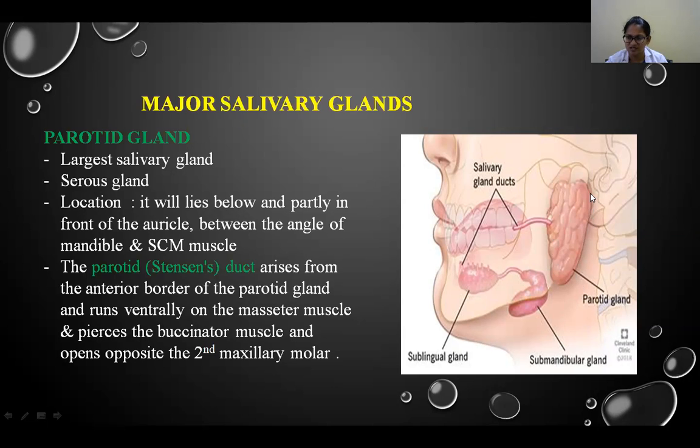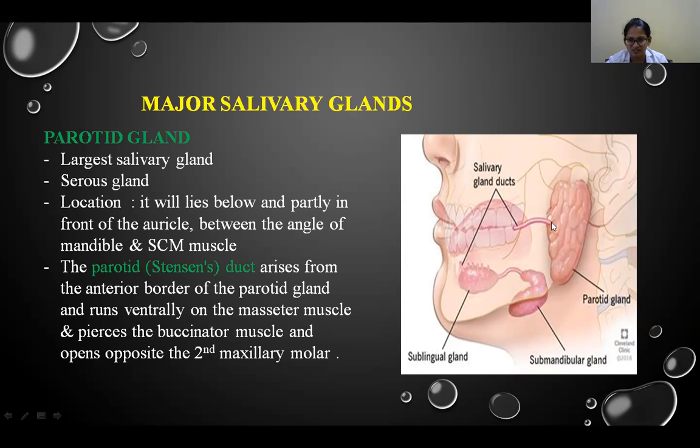Where is it present? It is present just in front of and below the ear. It lies on the ramus of the mandible, in between the angle of the mandible and the sternocleidomastoid muscle. This is the location of the parotid gland.